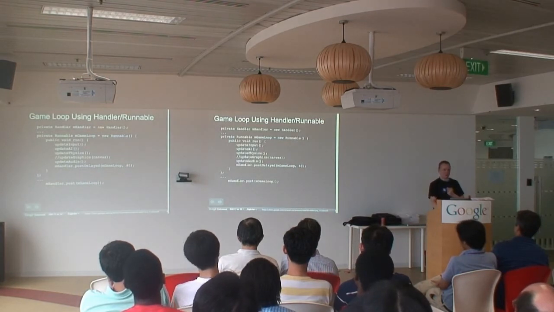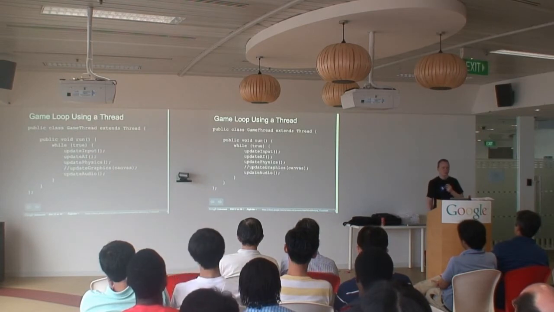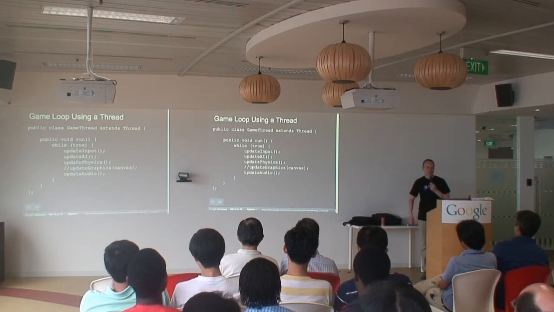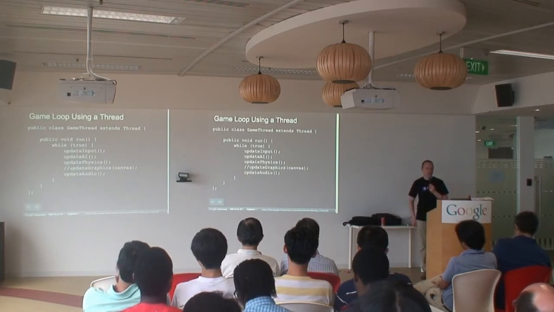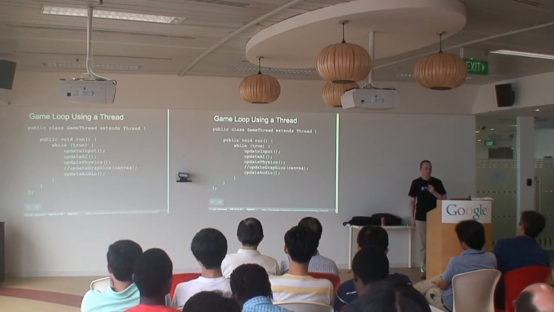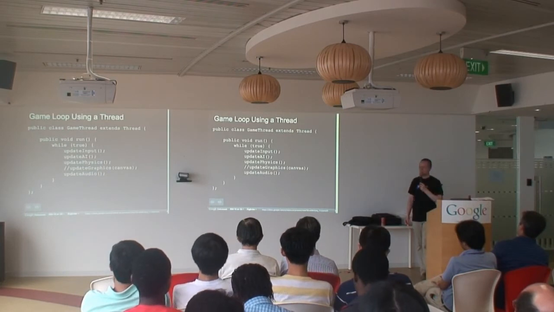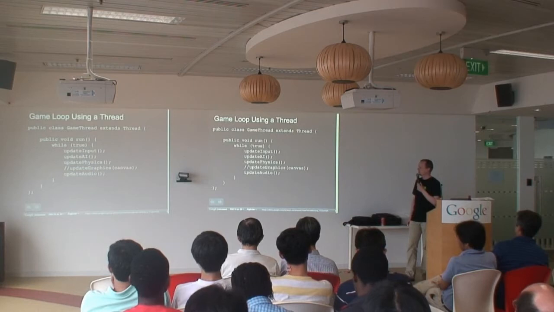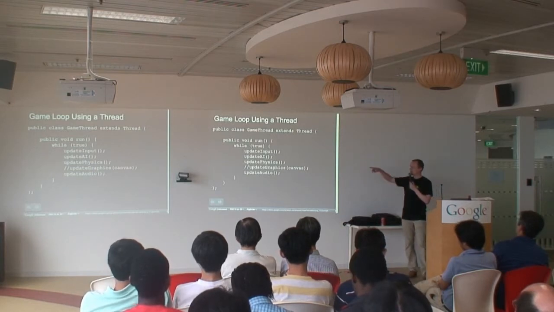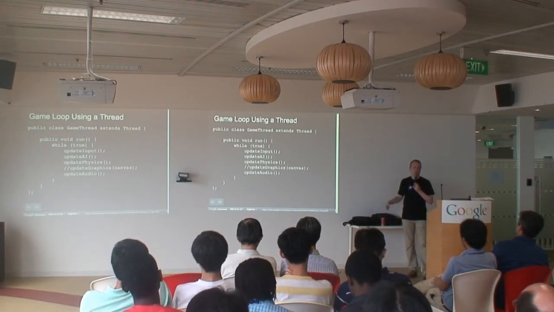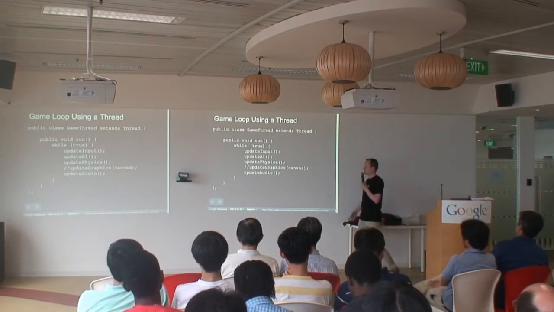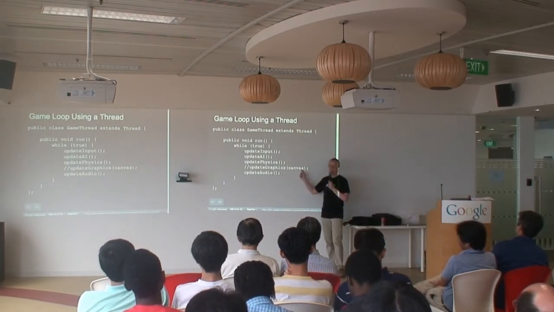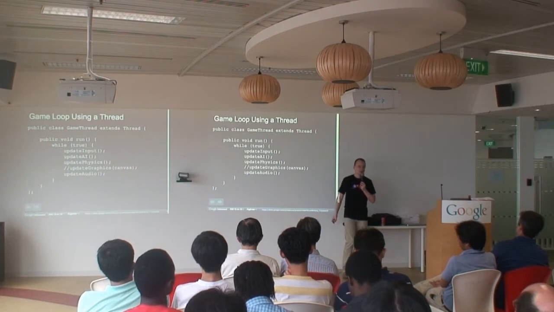But if you want to do it even more efficiently, you have to use a separate thread. And this is the same thread you use in any Java programming. You just extend the thread object, and in the run method, you have this loop where you go round and round. But you still can't update the graphics because you don't have the canvas object here.